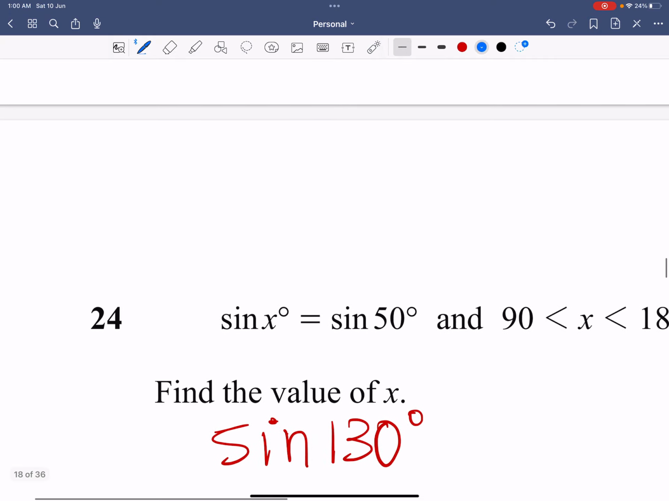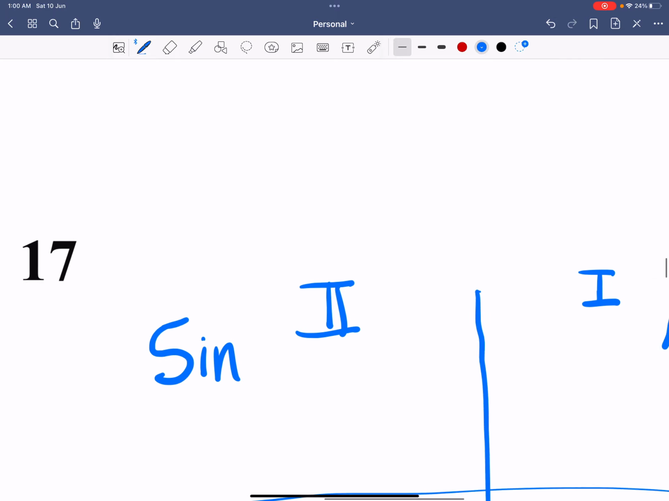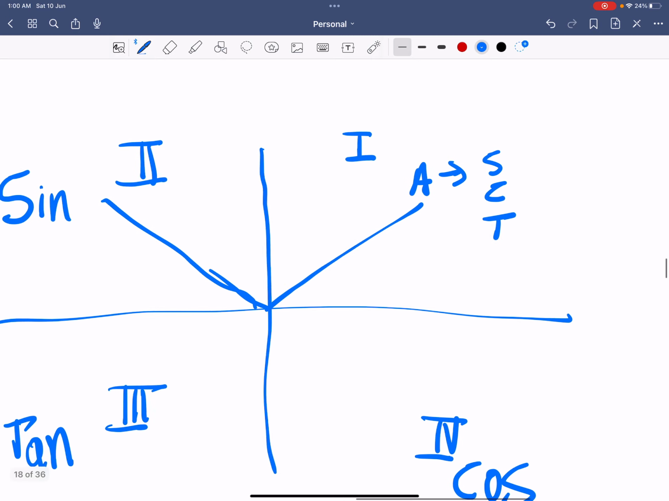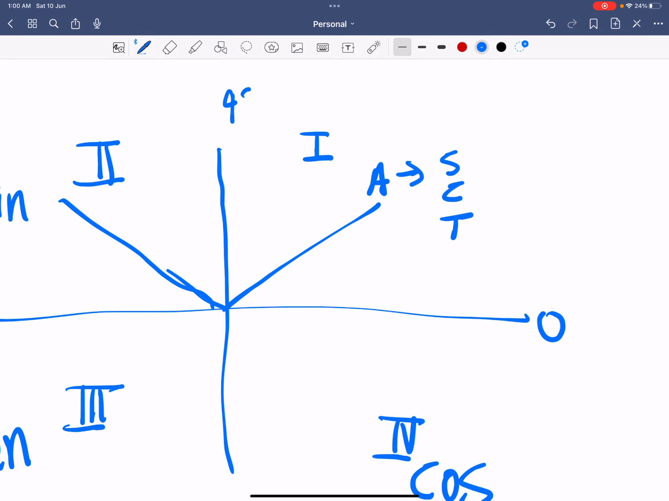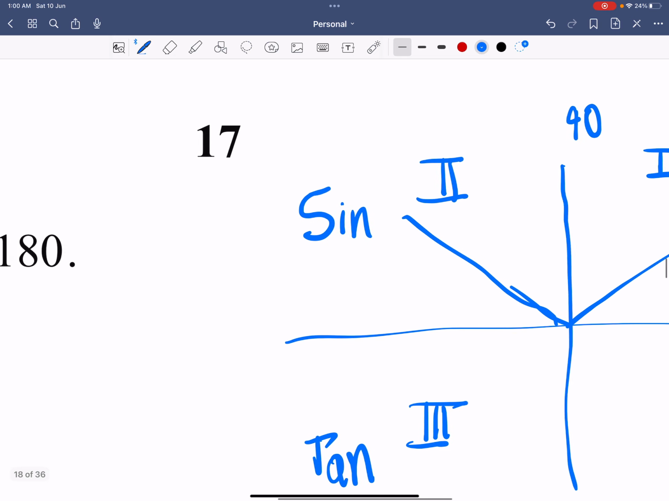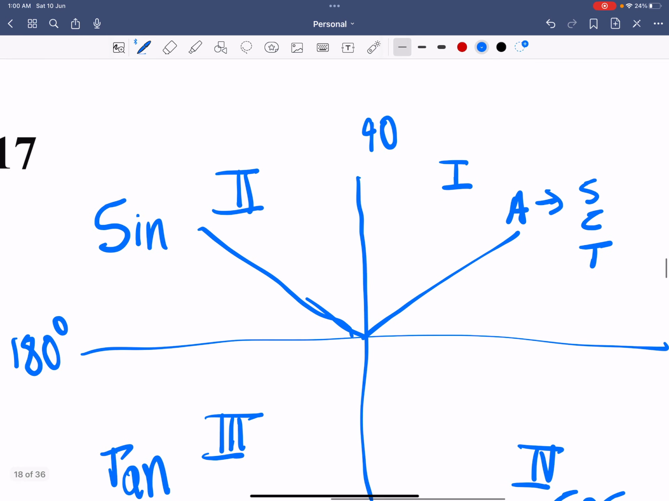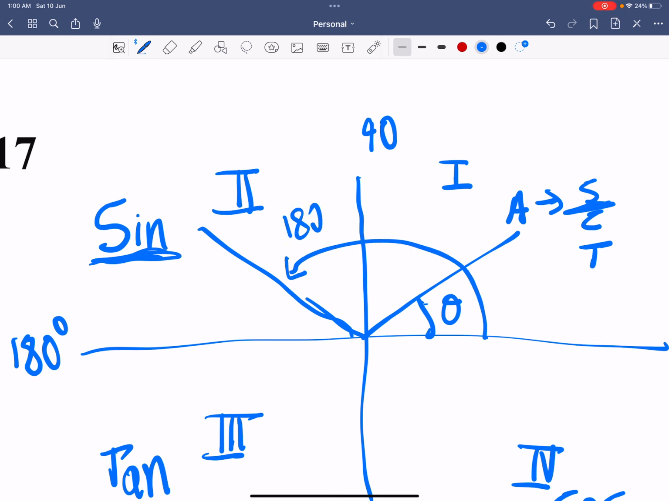So sine x is equal to sine 50. So what does this mean? This means that since sine is positive over here and over here, this quadrant represents the angle between. First quadrant represents the angle between 0 and 90, and the second quadrant represents the angle between 90 and 180 degrees. So since the first quadrant has sine positive, and the second quadrant also has sine positive, which means that theta over here and 180 minus theta over here will be equal. So now let me make you understand what this means.